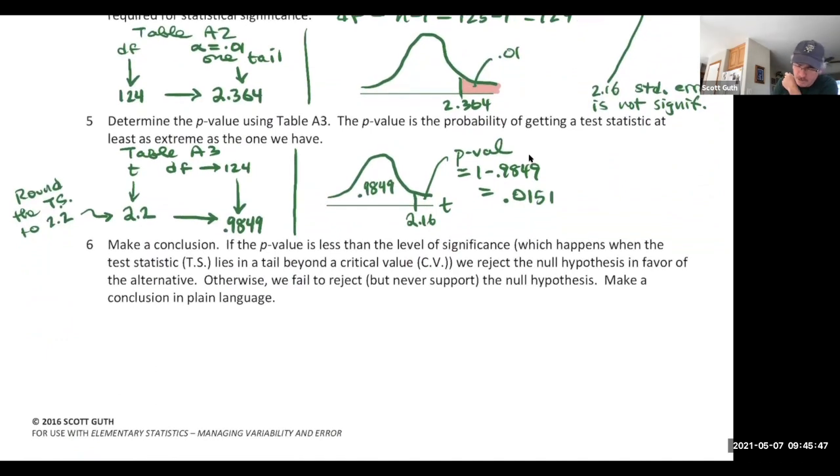Okay, so when it's bigger, then you fail to reject the null hypothesis. And notice it says, again, if the p-value is less than the level of significance, you reject the null hypothesis. Otherwise, we fail to reject the null hypothesis, never support it, which means you can't support the alternative. So p-value is 0.0151. This is greater than 0.01, and that's our alpha. Okay. We would fail to reject the null hypothesis.